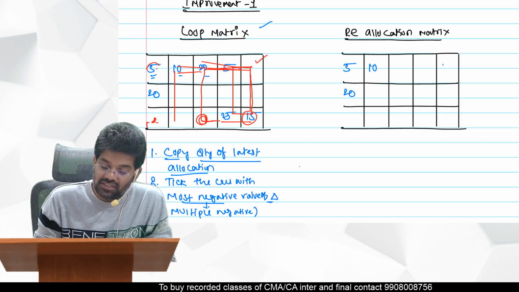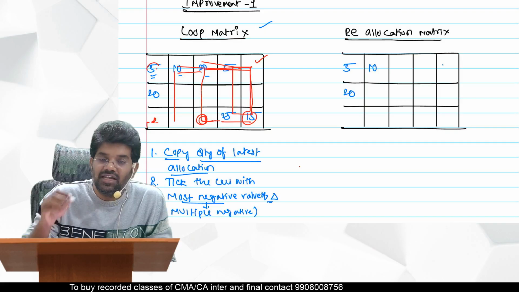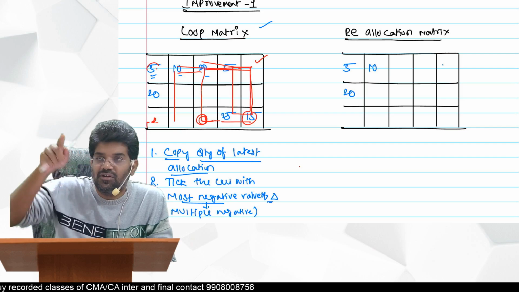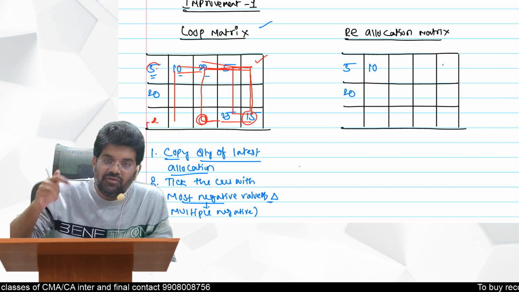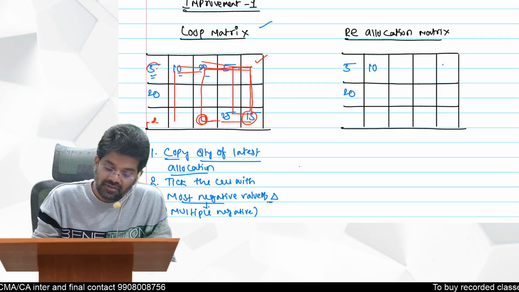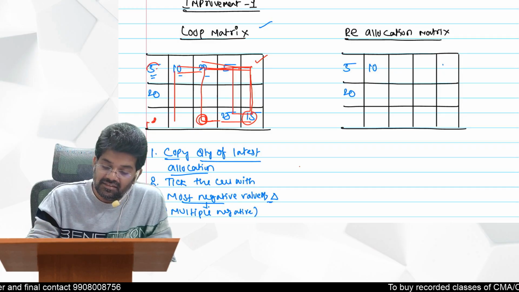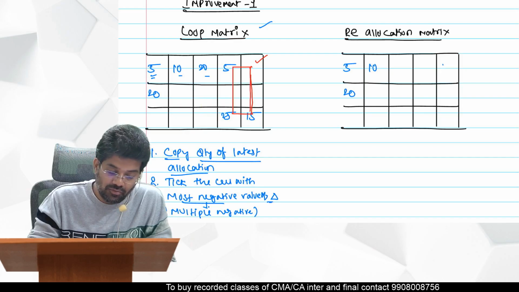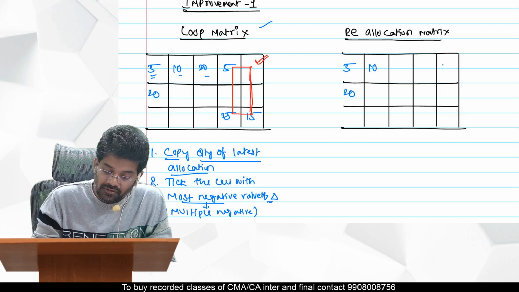And one more thing is you can use only horizontal lines or vertical lines. Diagonally you cannot draw lines. Diagonal is not possible when you are drawing the loop. Okay, from where should you draw the loop here? From the ticked cell here. So now from the ticked cell we are able to draw a loop. From here we are able to draw a loop.